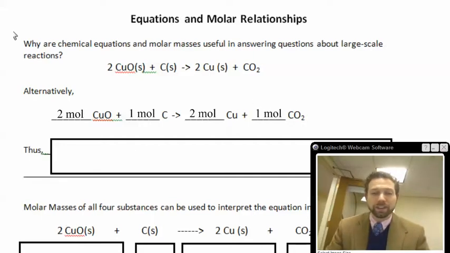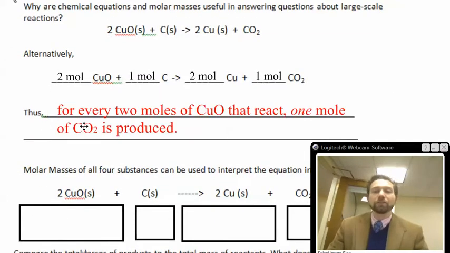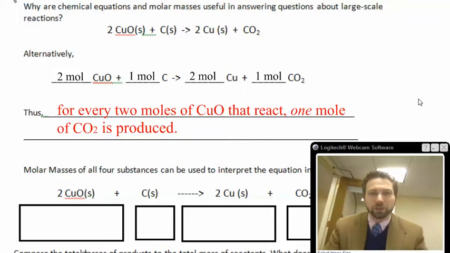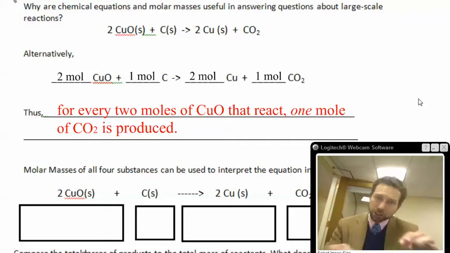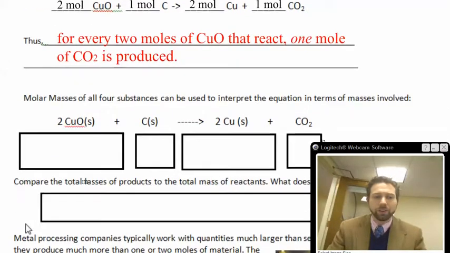This lets us say that for every 2 moles of copper oxide that reacts, 1 mole of carbon dioxide is produced. So we just took a basic equation and converted it into moles. The proportions are correct still. That's important to note.